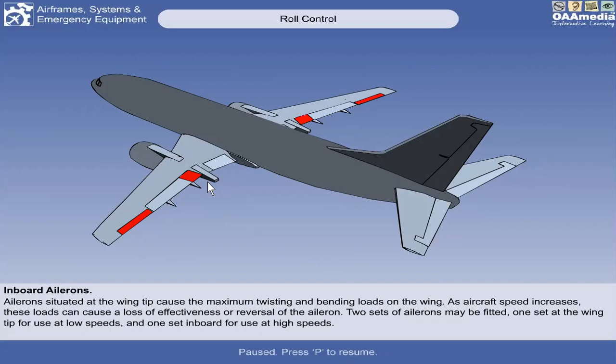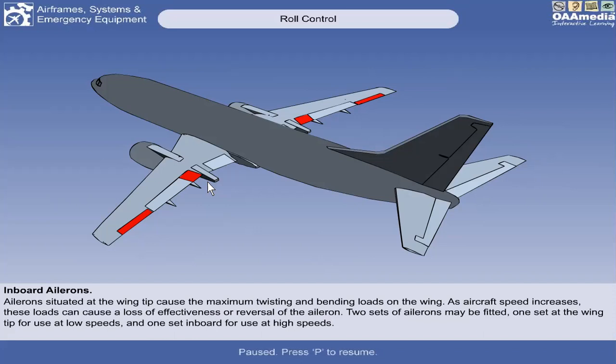Okay? Kasi nangyayari ang maximum twisting and bending loads sa pakpak at higher air speeds. Okay? So, ibig sabihin, to compensate for that, kapag higher air speeds yung nililipad ng eroplano mo, ang gagamitin mo ngayon to control the rolling ng eroplano is by using the inboard ailerons. So, yung inboard ailerons is commonly used at high speeds.